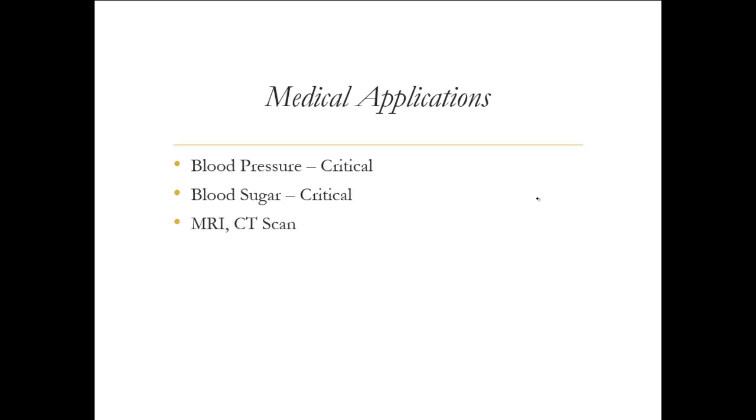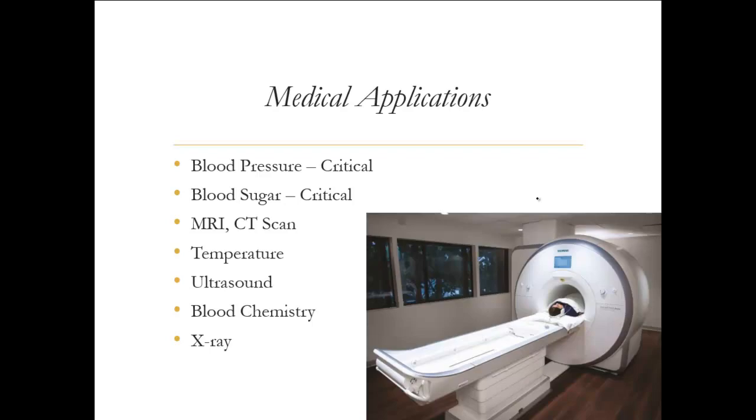MRI and CT scan are used for the internal problems associated with human beings when they have some medical emergency. Then there is measuring temperature, ultrasound that we generally use, blood chemistry, and X-ray. These are some of the applications where we measure a lot of things related to the human body. And this is an example of an MRI scan. This is again a measuring instrument, because you are measuring various defects or issues in the internal organs. So this could even be classified as a measuring instrument.